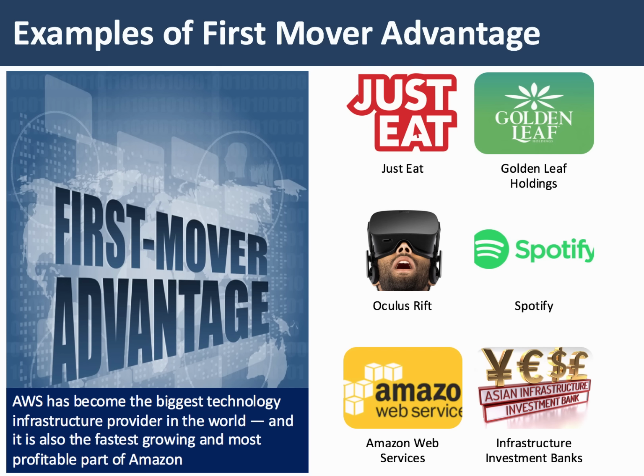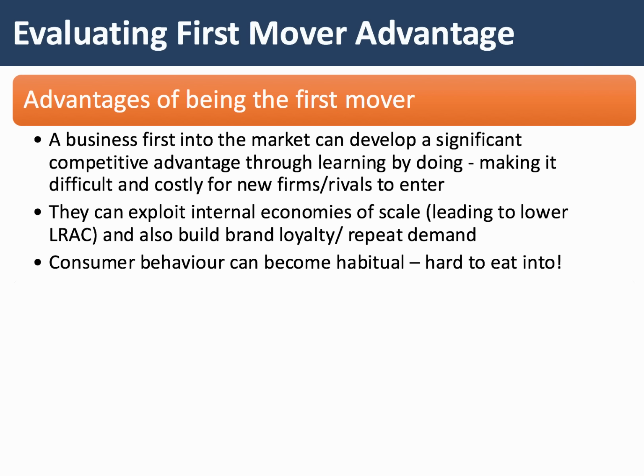Here are some other examples of potential first movers. In the market for home delivery of fast food, Just Eat was pretty much the first in and has a significant advantage. Golden Leaf, intriguingly, is a major provider of cannabis products, and if cannabis is legalized in more countries, they may stand to benefit. What about Oculus Rift in virtual reality headsets? And many of you will use Spotify, one of the major music streaming businesses that has been in the market for some time. So what are the advantages of being a first mover?